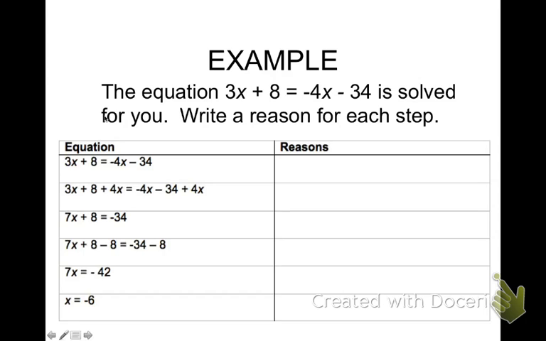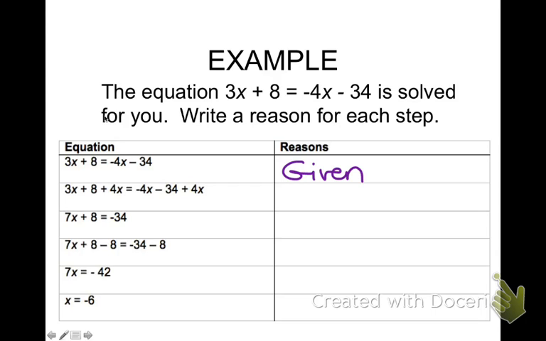So here we are given an equation, 3x plus 8 equals negative 4x minus 34. It is solved for us. We are going to justify each step over here under the reasons column. So whenever you are given something, that's always your first line, and under the reasons you will write given. That's true for any proof. Whatever you are given, whether it's an equation or some type of statement, you'll put the statement on the left and you'll write given on the right.